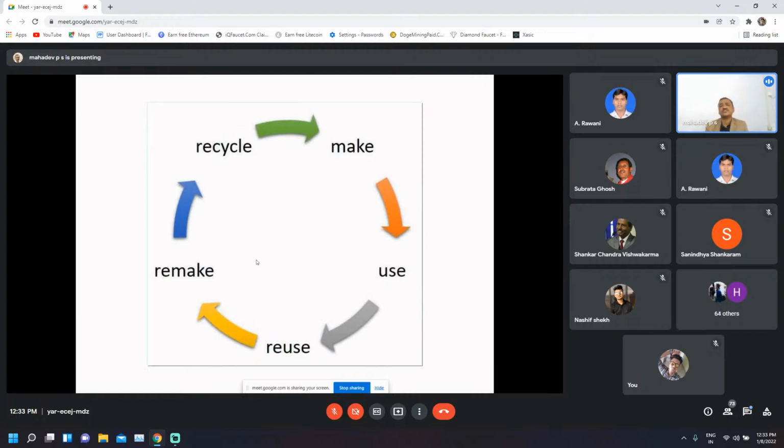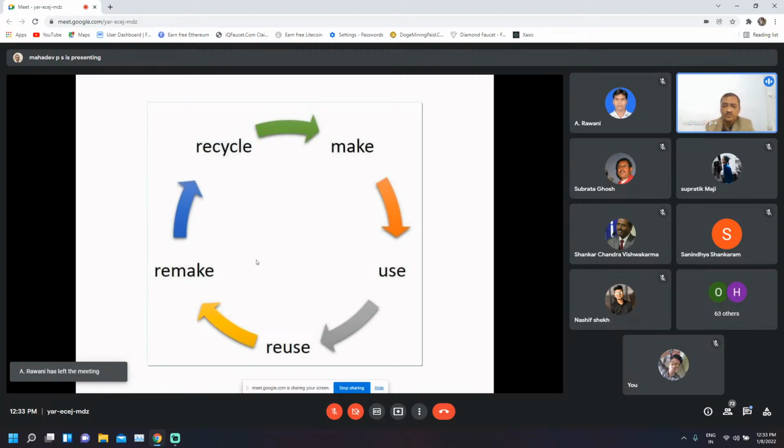So finally, I selected this slide to explain because our STTP title is advanced trends in advanced materials manufacturing and design. So whenever you engineers design a product or a process, you should keep all these things in mind, whatever you prepare, make and use.